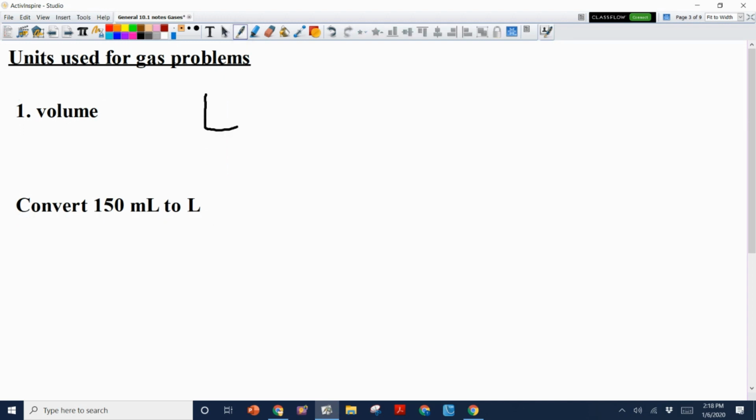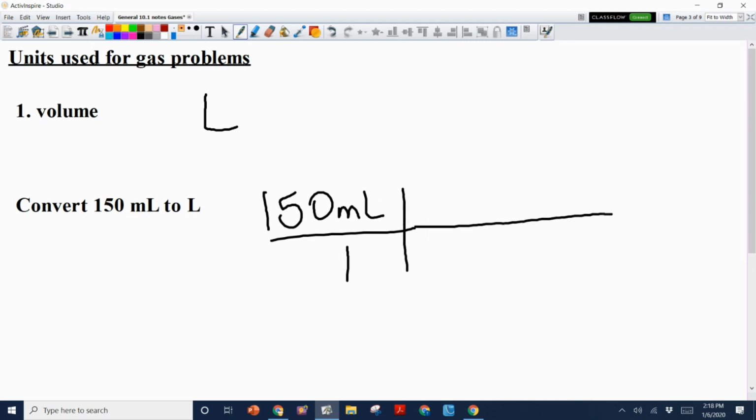Liters. Okay, so if you have a problem that has milliliters or centiliters or some other form of liters, then you need to convert that over to liters. So for example here, 150 milliliters converted to liters. Remember, on our conversions, we're going to take our given, we're going to put it over 1, okay? And then we are going to use our questions that we have in our folder.